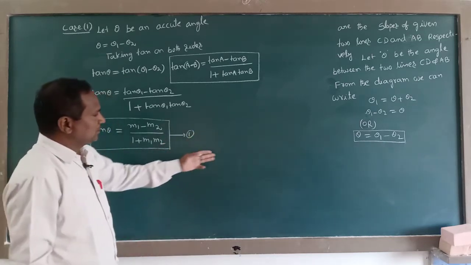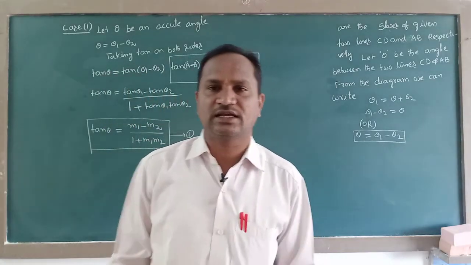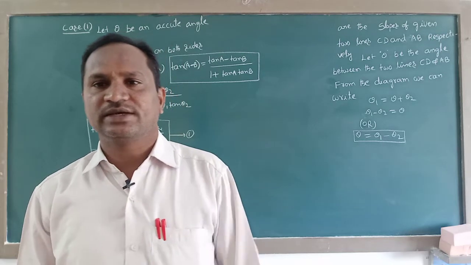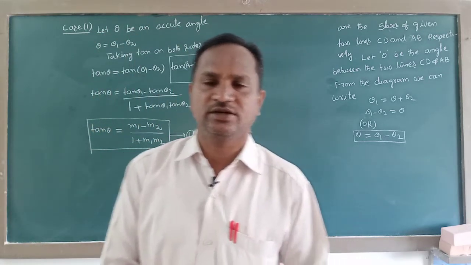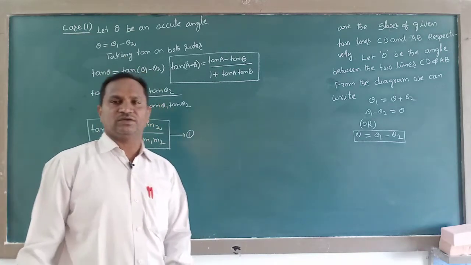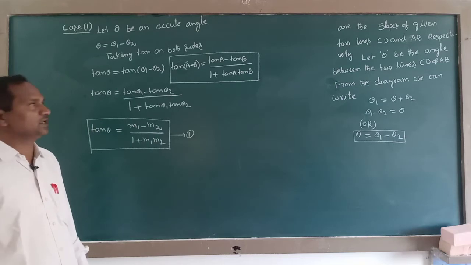Because before this, at the side of the diagram, we considered m1 is equal to tan theta 1 and m2 is equal to tan theta 2. That's why, instead of tan theta 1 I substituted m1, and instead of tan theta 2 I substituted m2 here.